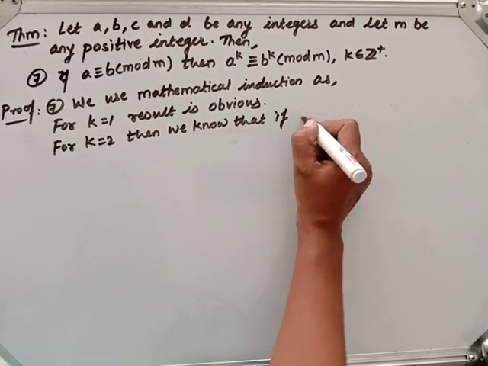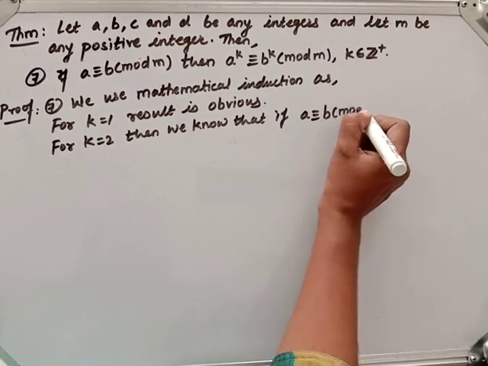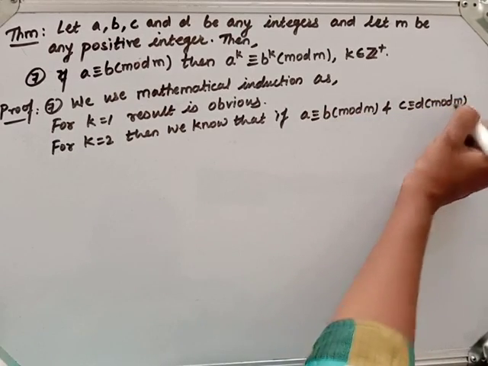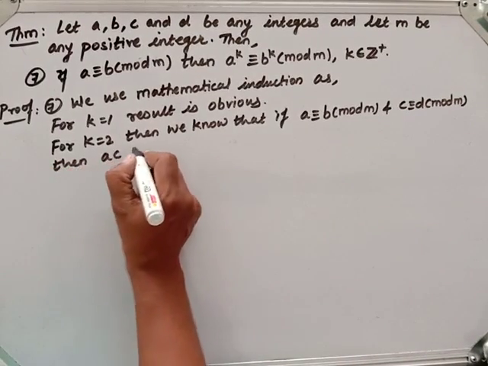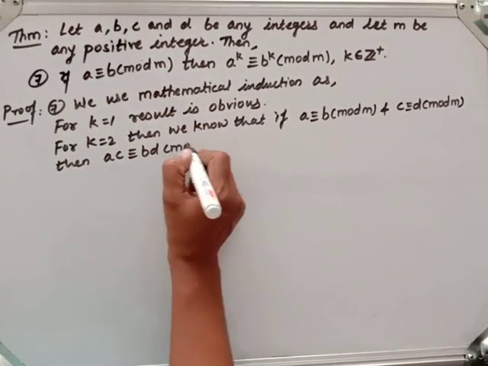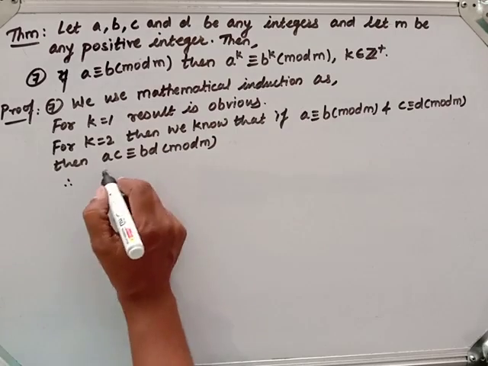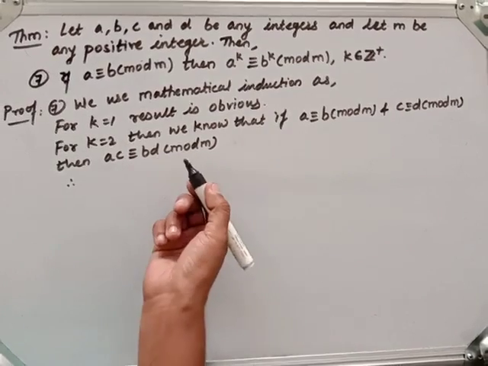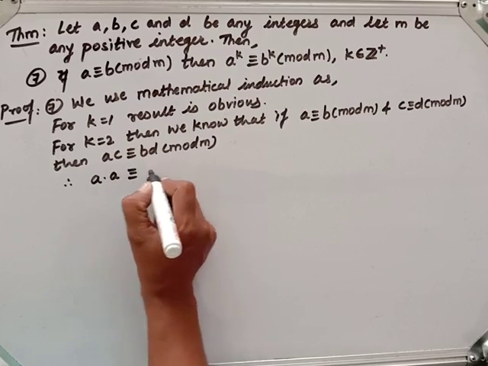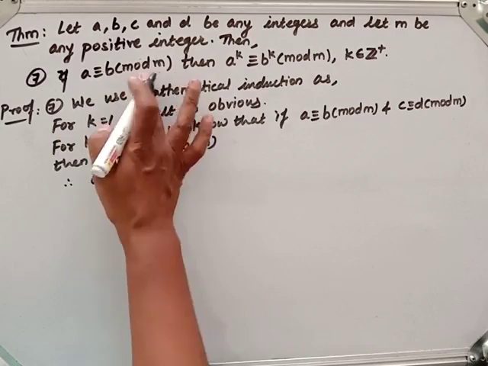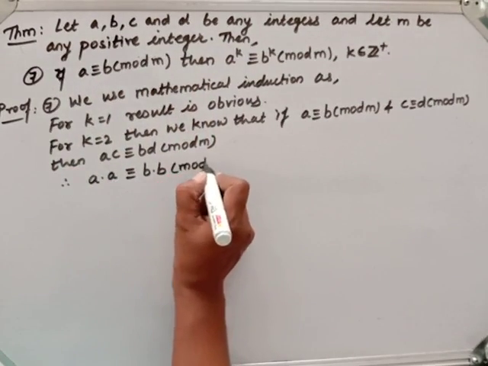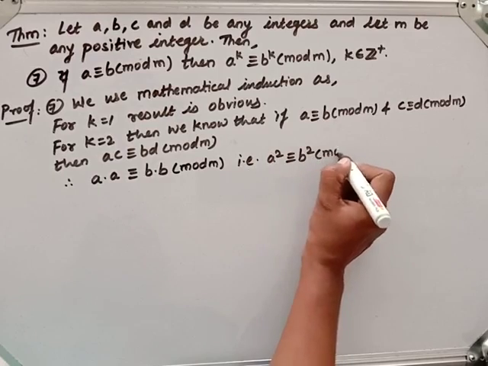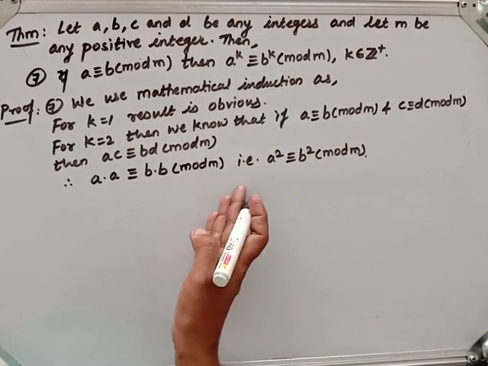Just as we have seen here, if A is congruent to B modulo M and C is congruent to D modulo M, then AC is congruent to BD modulo M. Therefore, if I put C as A and D as B itself, that is A into A congruent to B into B. As A is congruent to B modulo M is there, let me take the product with the same one, it will be modulo M. That is A square congruent to B square modulo M. So here the result is true for K equal to 2 also.